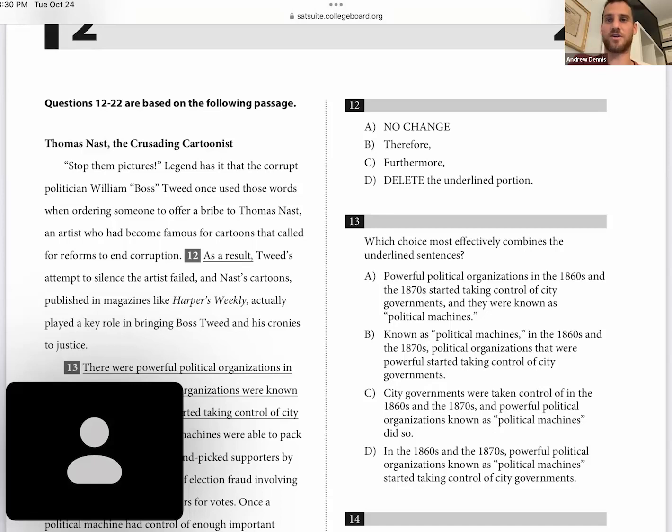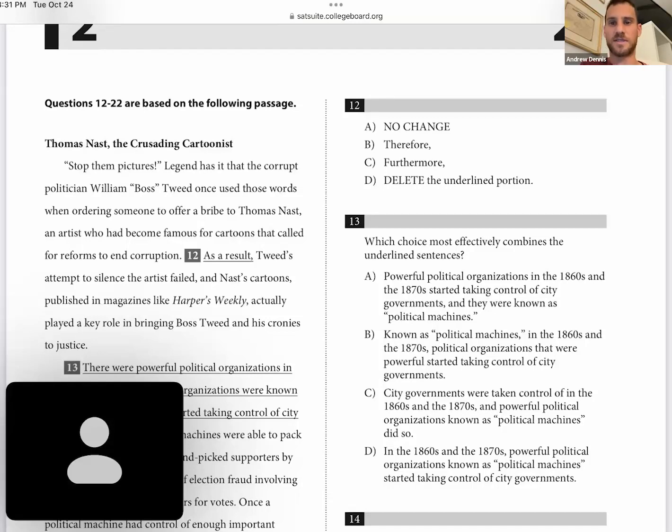Thomas Nast, the crusading cartoonist. When we see "stop them pictures," we know that that's the voice of a character who does not speak proper English. Legend has it that the corrupt politician William Boss Tweed once used those words when ordering someone to offer a bribe to Thomas Nast, an artist who had become famous for cartoons that called for reforms to end corruption. As a result, Tweed's attempt to silence the artist failed, and Nast's cartoons, published in magazines like Harper's Weekly, actually played a key role in bringing Boss Tweed and his cronies to justice.